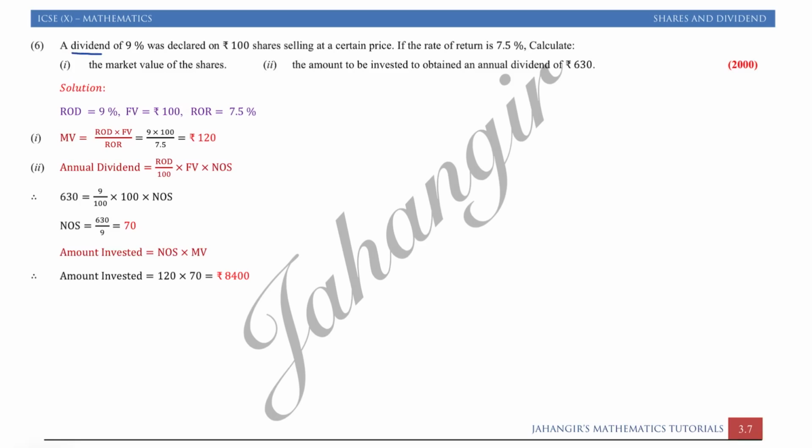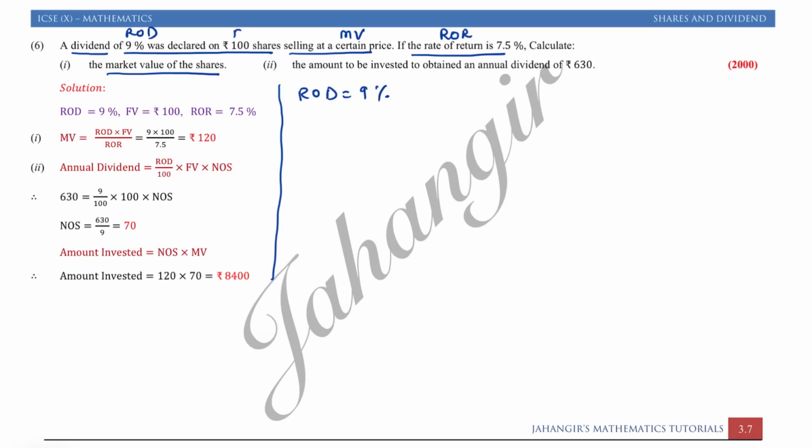Question number 6. A dividend of 9% was declared on rupees 100 shares selling at a certain price. Certain price, we don't know the market price. But if the rate of return ROR is 7.5%, calculate the market value. This is also a straightforward question in which we know ROD, that is 9%. This is face value, face value is equal to rupees 100. ROR, the rate of return, is 7.5%.